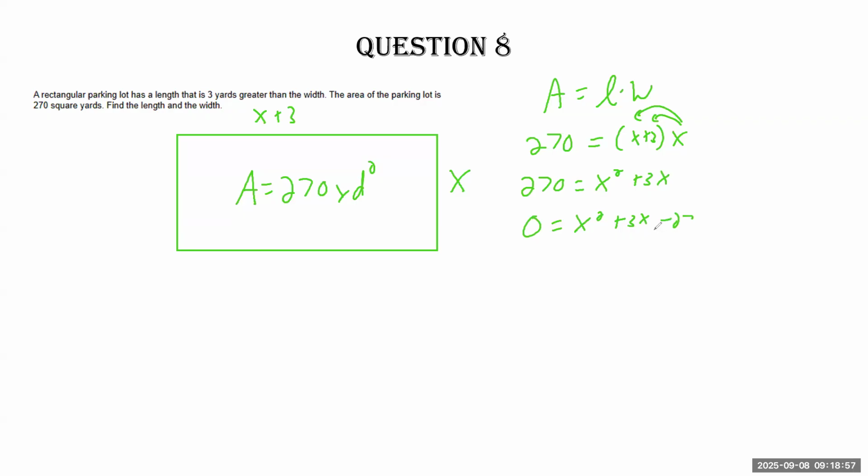And now we need to somehow factor this. So we need to get a positive 3 and a minus 270. So it's going to be x, x, and then let's see. They need to add up to 3. So one's going to be negative, one's going to be positive. 270.